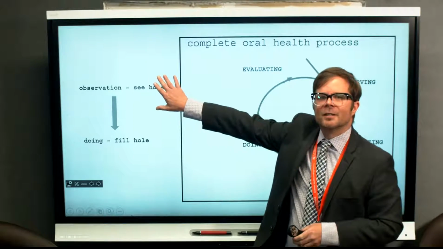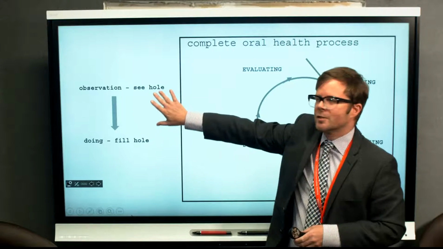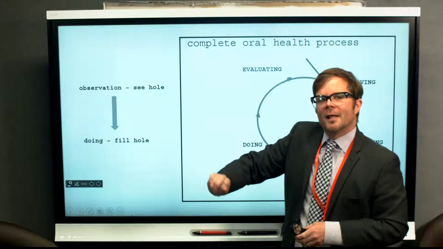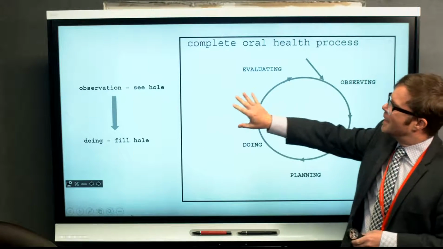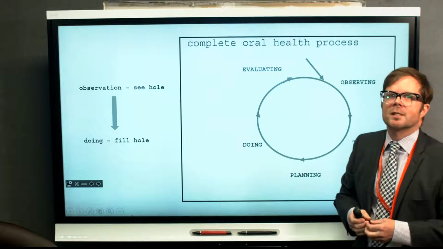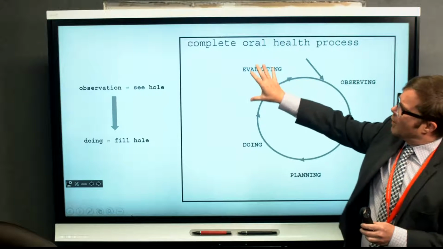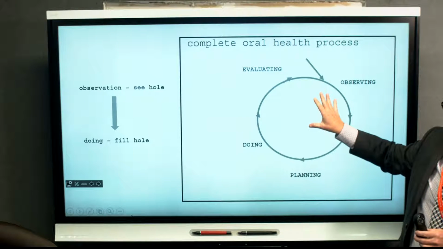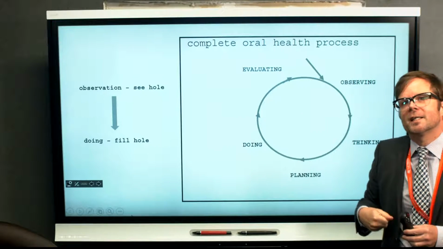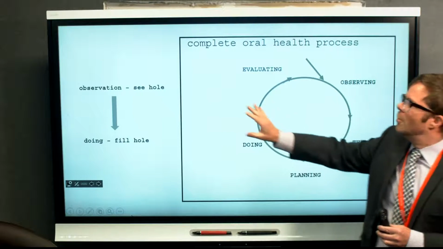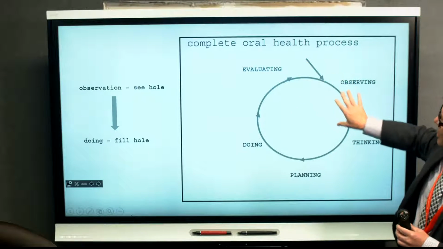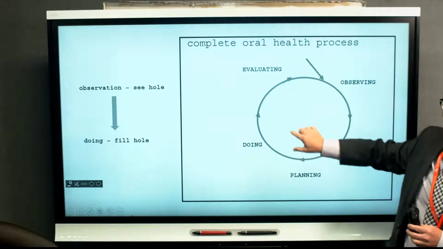So what we had was this situation here on this side of the screen. There was an observation, see hole, fill hole. That's problematic because it doesn't take into account all of those points that I discussed on the previous slide. So what the oral health care process does is asks you to look at a person, to look at their social context, to look at the disease process, and do more than a simple see hole, fill hole approach.